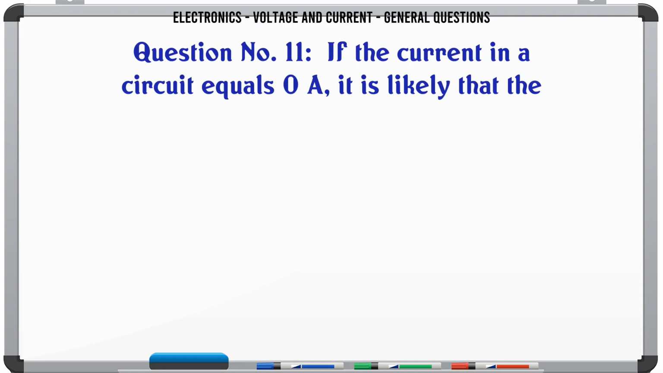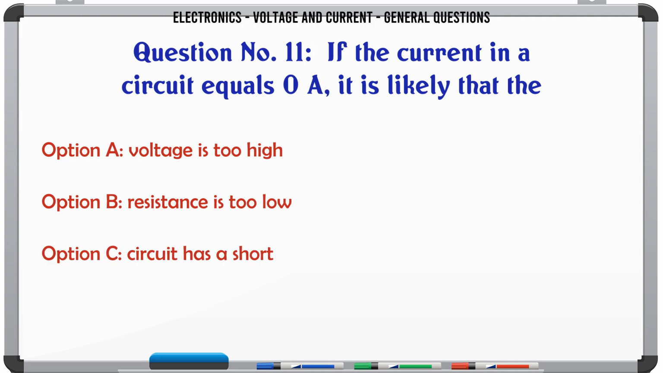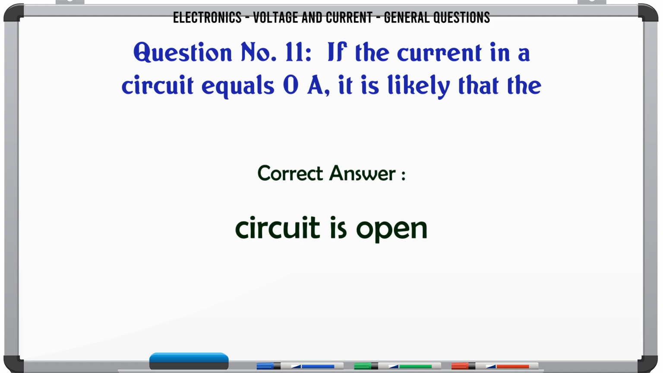If the current in a circuit equals 0, it is likely that the A. voltage is too high. B. resistance is too low. C. circuit has a short. D. circuit is open. The correct answer is circuit is open.